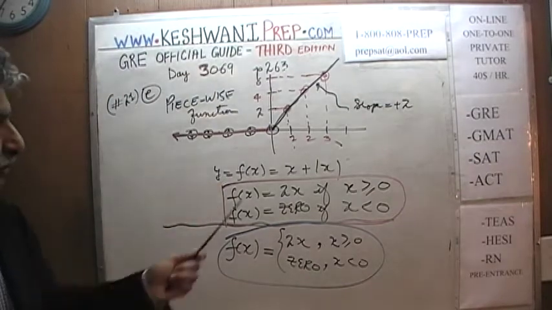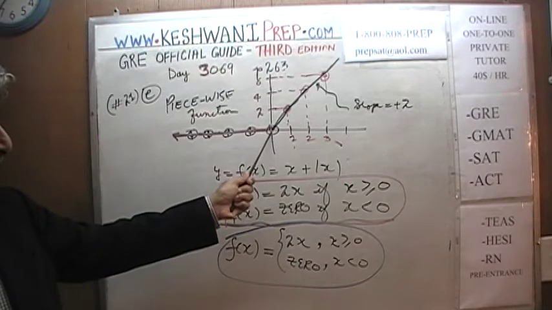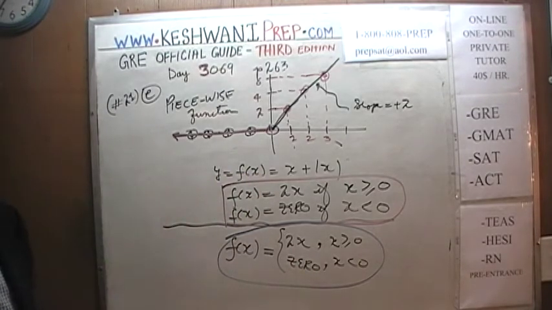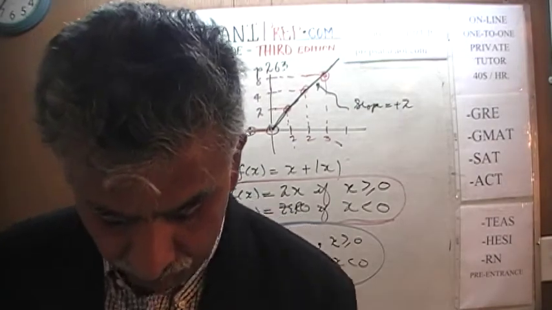What is the x-intercept? Where does this graph cut the x-axis? Well, it cuts the x-axis here and here and here and here. It has an infinite number of x-intercepts.